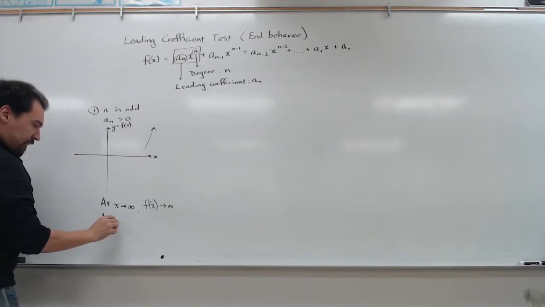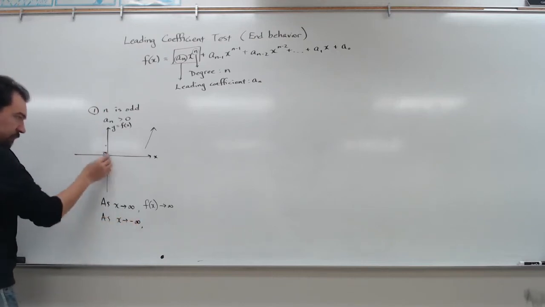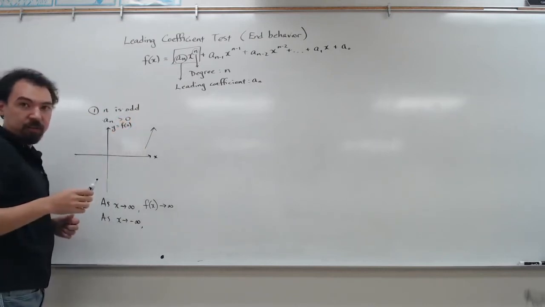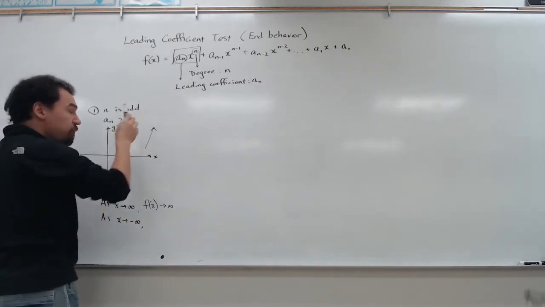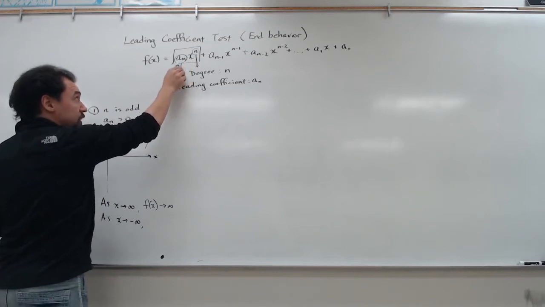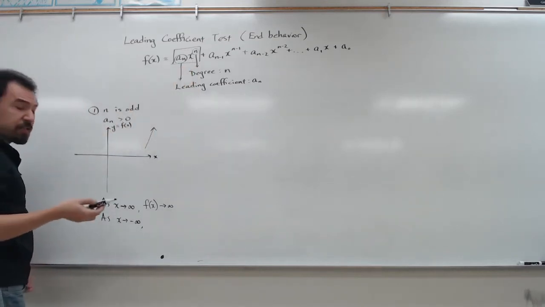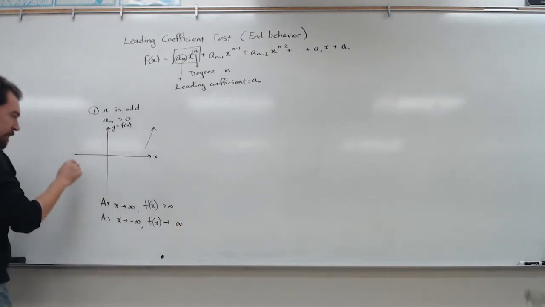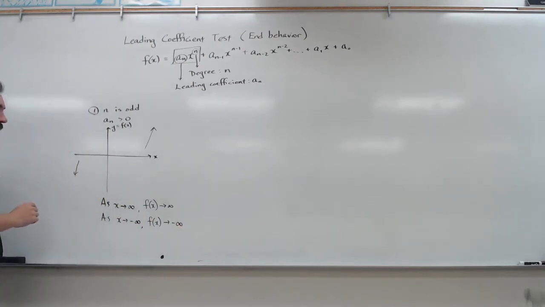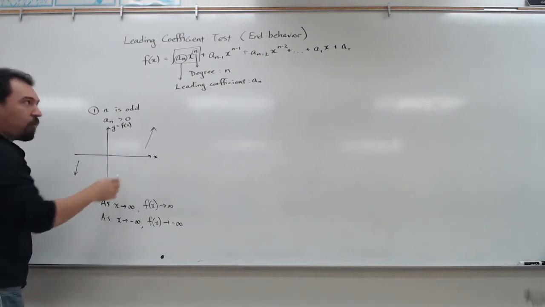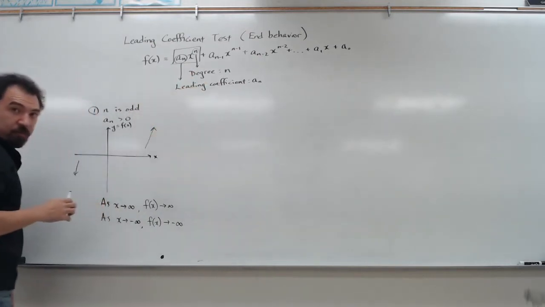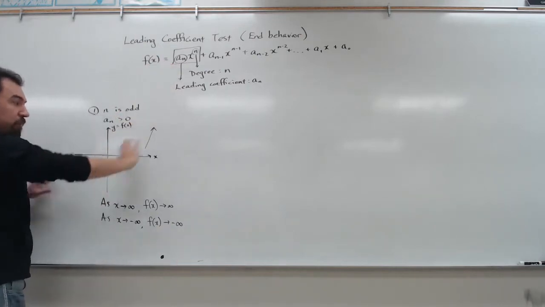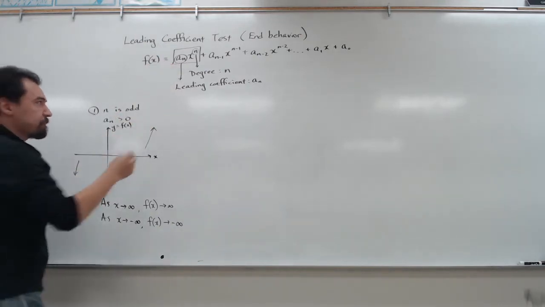Then, as x approaches negative infinity, so I'm going toward the left, a negative number to an odd power, that's an odd number of negative signs, is going to be negative. So a negative number times a positive number is negative, and it's very, very negative. So I'm going to be going down in this direction. And in between, I can have all kinds of behavior depending on the other terms. But the biggest power is what governs what happens on the ends.